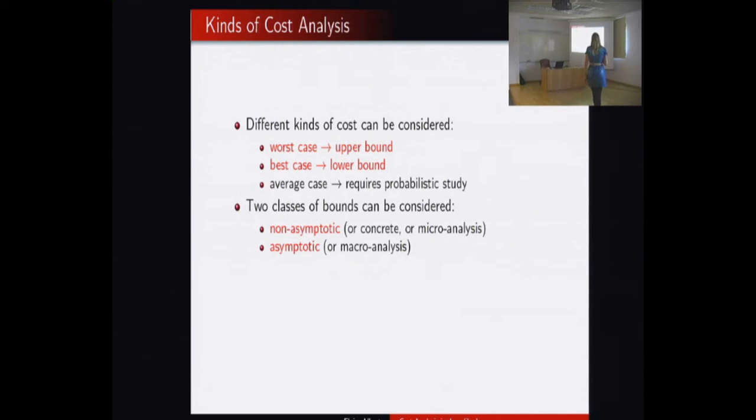Also, when doing cost analysis, there are two classes of bounds. One can be non-asymptotic bounds, which means that I want to be as precise as possible, giving concrete constants and formulas as precise as possible. This is also called microanalysis. And one can also do asymptotic cost analysis, in which I am only interested in the behavior for infinitely large input data. That's also called macroanalysis or complexity analysis. We do both things in the course.